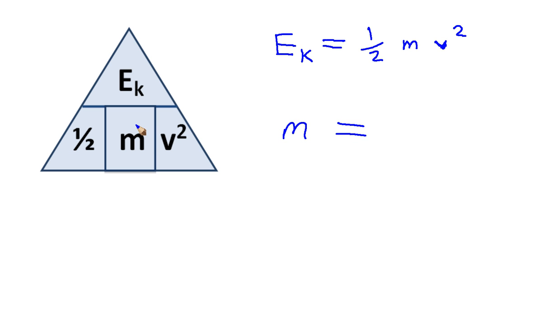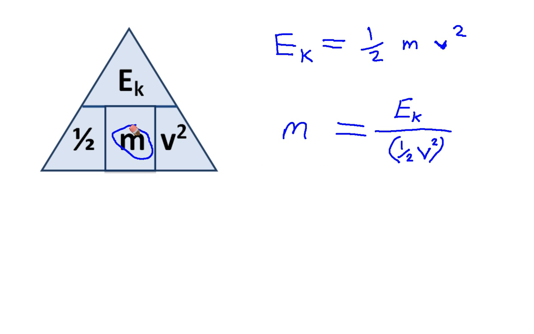So if I want m here, the mass, it would be the kinetic energy, EK, divided by half times v squared. So we'd take the v squared and halve it, alright, and then the energy divided by that. So it looks a little bit more complicated, but again, it's just rearranging those different things here.